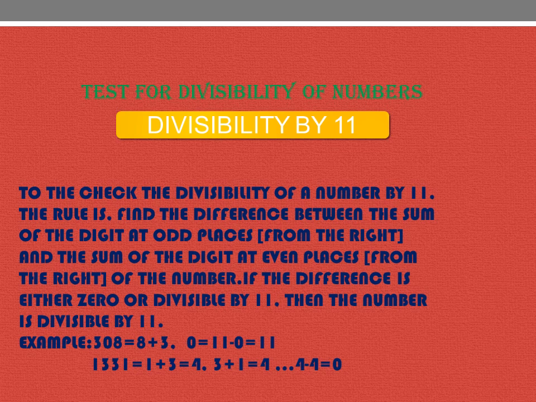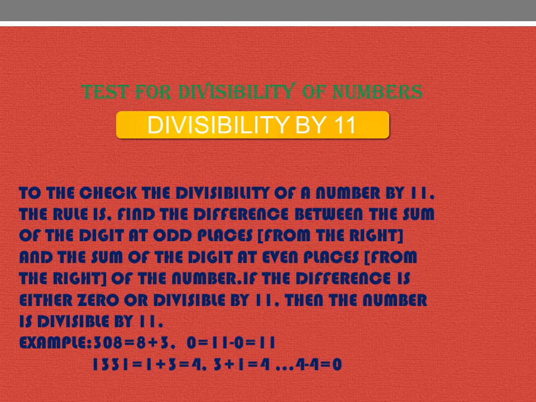Divisibility by 11. To check the divisibility of a number by 11, the rule is: find the difference between the sum of the digits at odd places from the right and the sum of the digits at the even places from the right of the number. If the difference is either 0 or divisible by 11, then the number is divisible by 11.